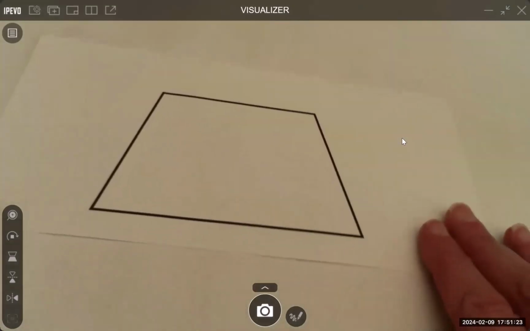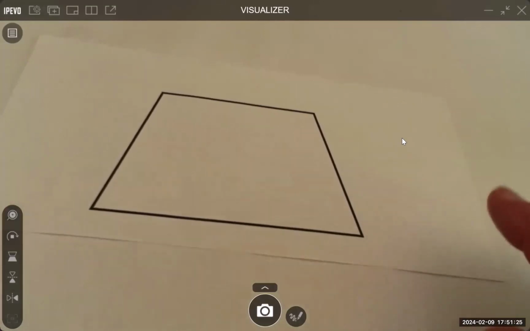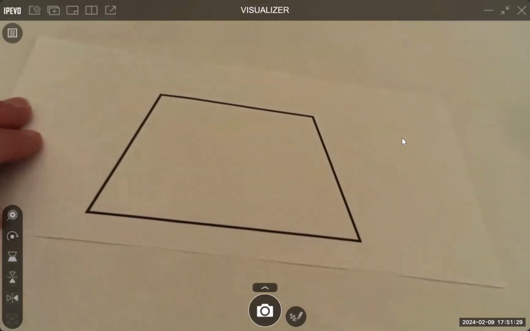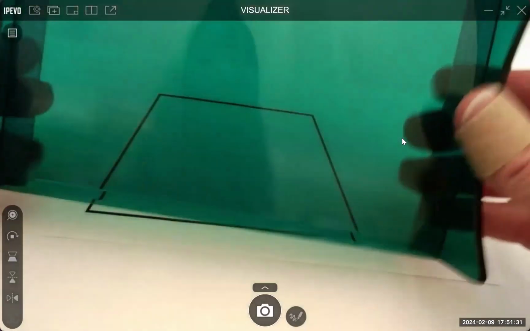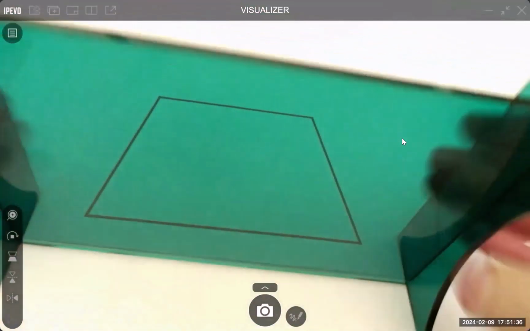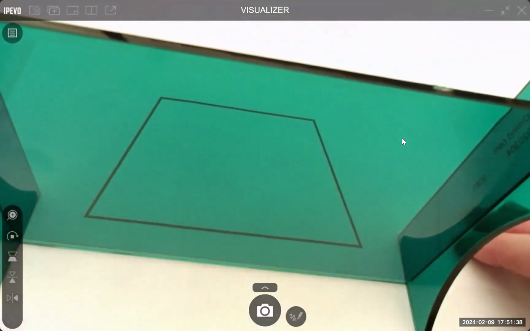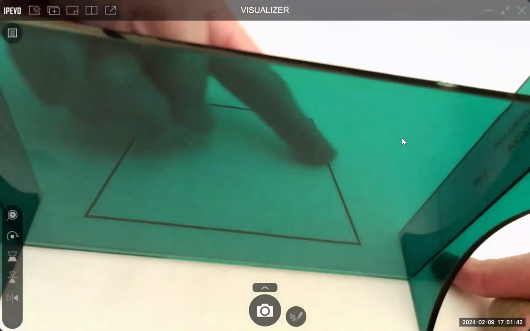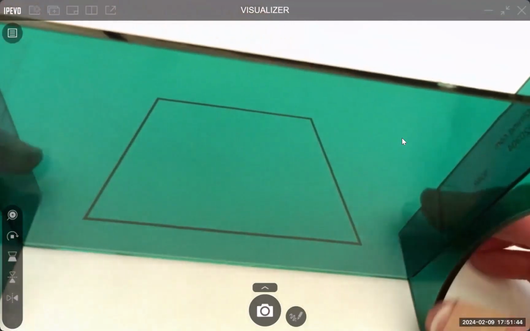Okay, so let's take a look at the trapezoid we explored when we were folding our shapes here. I am going to take my Geo-Mirror, and again, here's the beveled edge down here, and I am going to place it just below the trapezoid. I am going to determine, using my Geo-Mirror, if there is a horizontal line of symmetry.